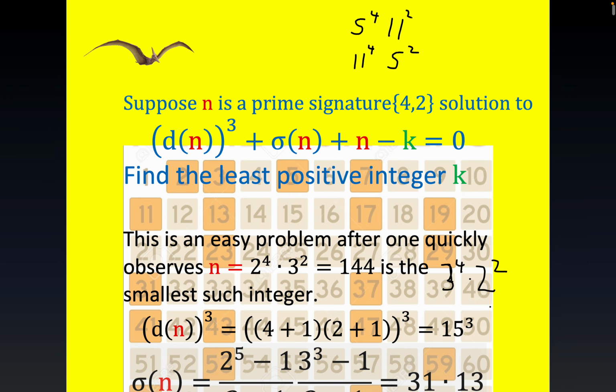So let's write it over here. k equals 3922. And again, I would call this not a difficult competition problem. Maybe junior level SMO. Okay, that's all.